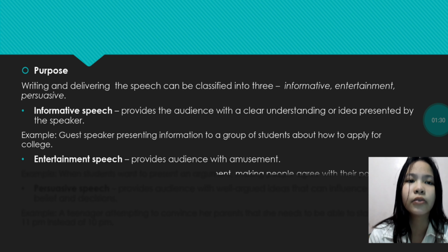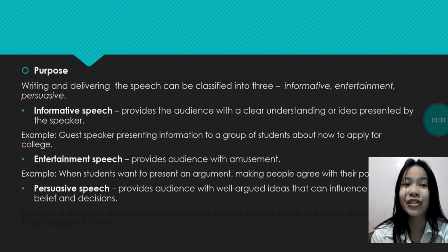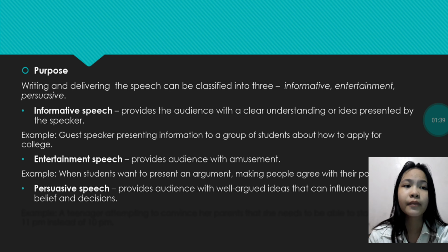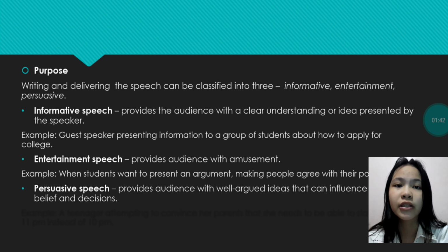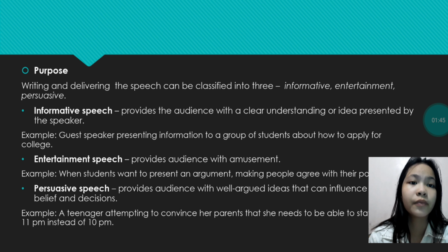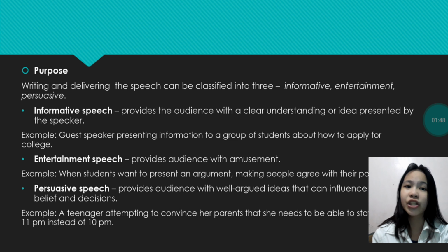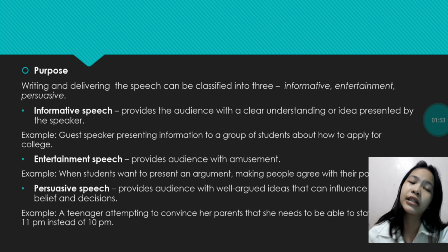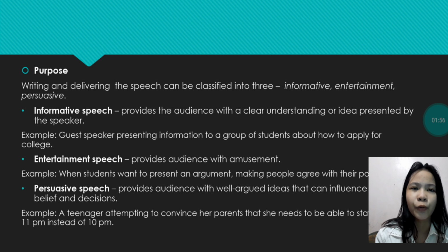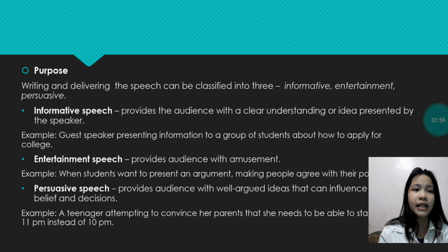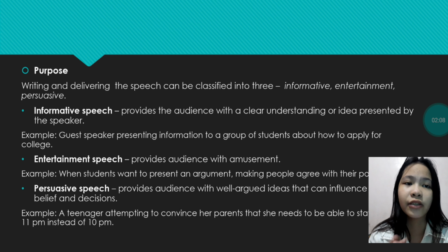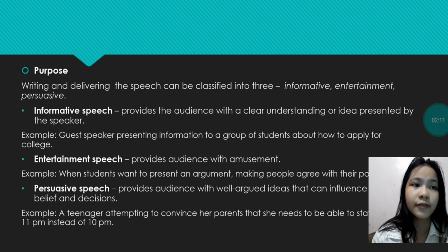And lastly is the persuasive speech. So it provides audience with well-argued ideas that can influence their own beliefs and decisions. So we have here an example that a teenager attempting to convince her parents that she needs to be able to stay out until 11 p.m. instead of 10 p.m. So when we say persuasive, it is convincing our listeners. So in this sample the listeners are the parents, and the teenager is convincing her parents to let her stay out.